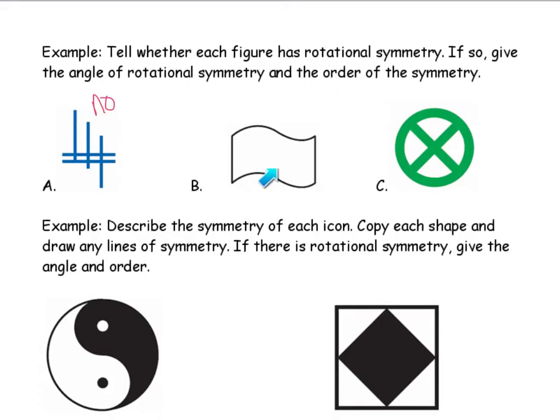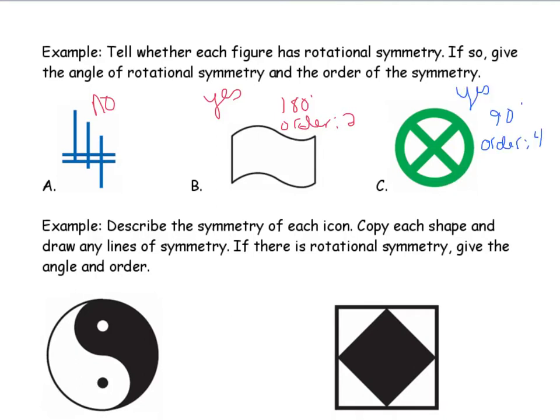This next figure does have rotational symmetry. In order to make it look the exact same, I would have to rotate it a whole 180 degrees, right? If I flip this around, it'll look the exact same here. So the angle of rotational symmetry is 180 degrees. And our order, well, how many times does 180 fit into 360? 2. So I can get 2 rotations out of this. I would like for you to pause, please, do this last example, and then we'll talk about it.